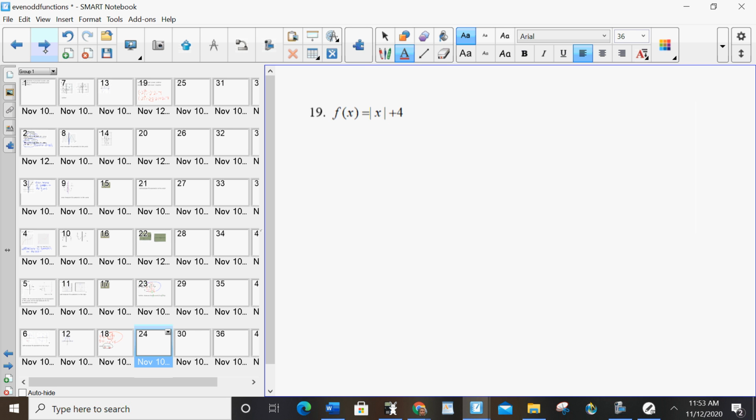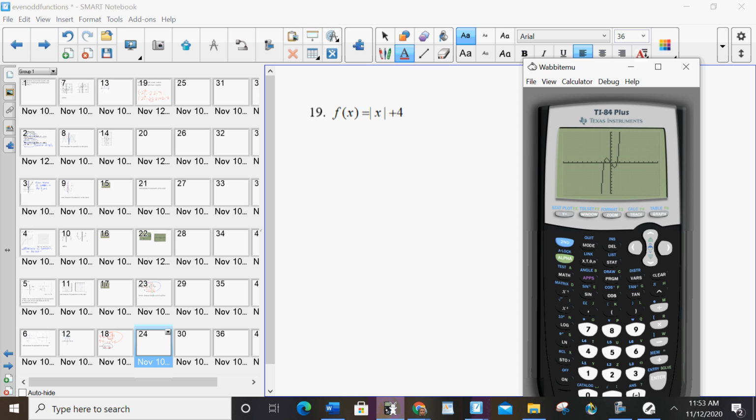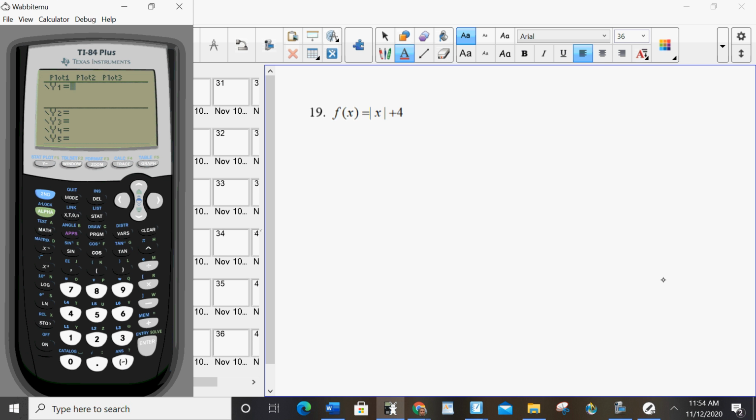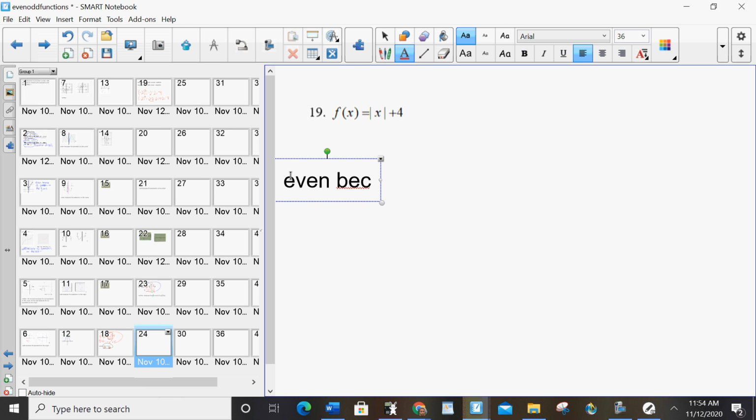So number 19, if I want to do this graphically, I'm going to go to my calculator. I'm going to type it in. Y equals. To type in the absolute value bars, there's a couple different ways to do it. Alpha, window, 1 is the way that I like to do it. I'm going to type in the X. I'm going to move my cursor out of the absolute value bars. I hit graph. I look at that. Is it symmetric to the y-axis? Yes. So it is even because it's symmetric to the y-axis.